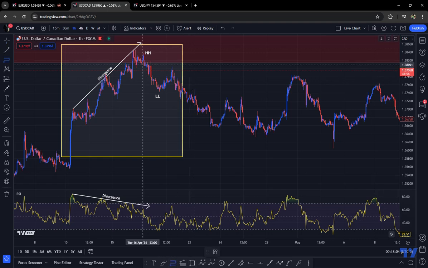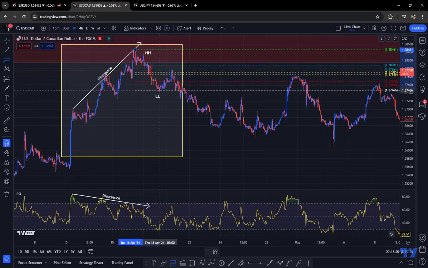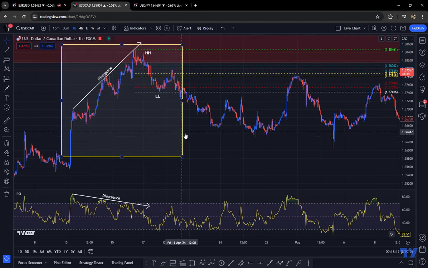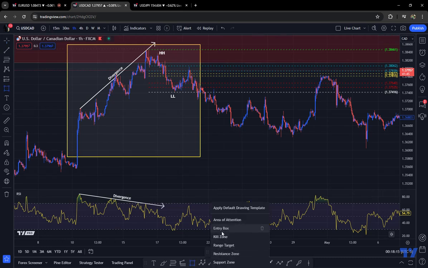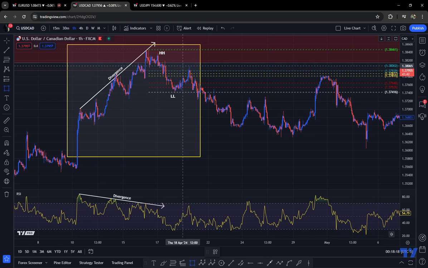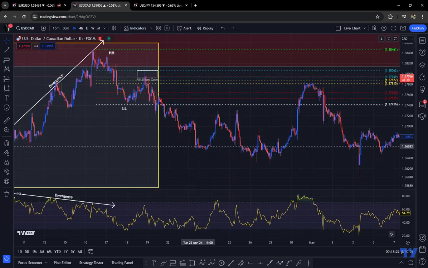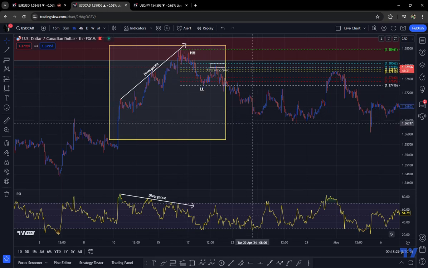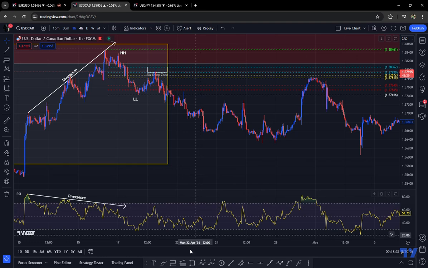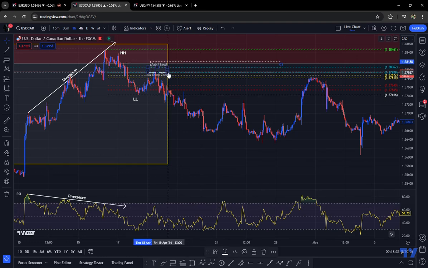Now, if we take our Fibonacci tool and go from the highest high to the lowest low, we in fact see that we have a deeper pullback into the 38.2 level. But in fact, it is a successful retracement, and price begins to work its way down. This right here is our lower high.